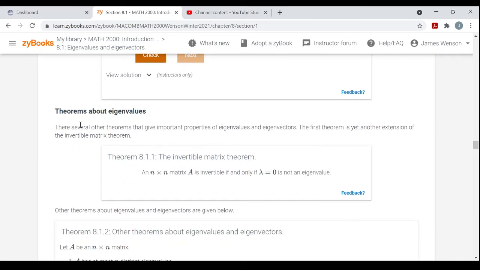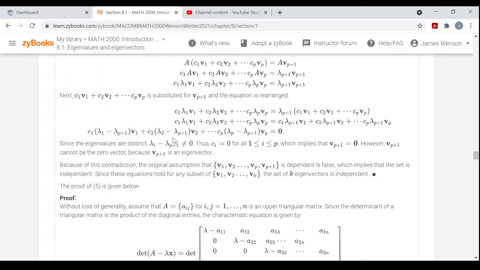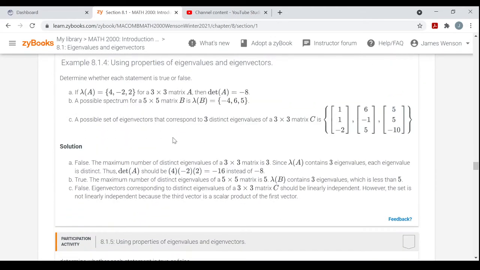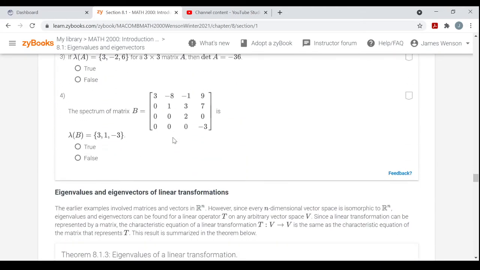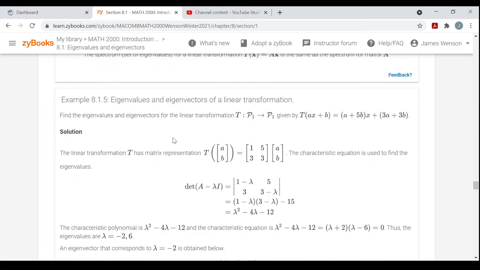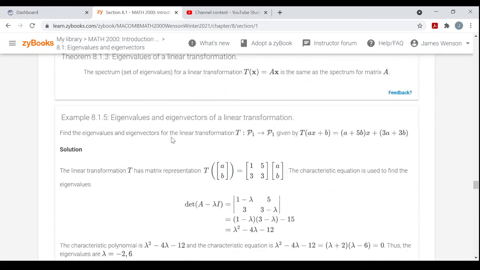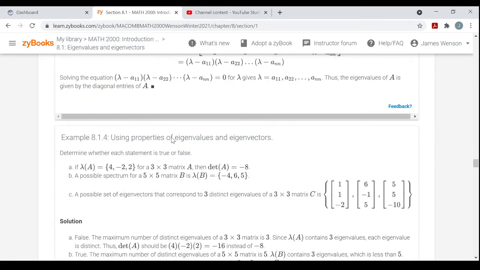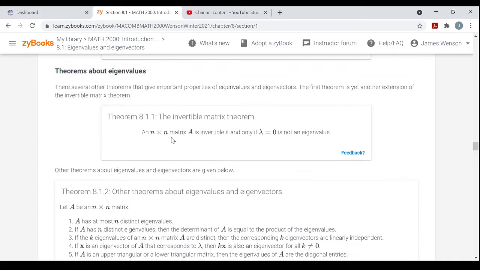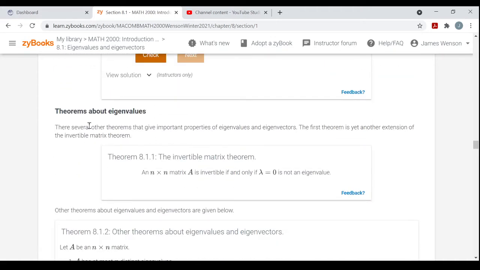Okay. And the theorems, I'm just going to state these. I'm not really going to do anything much with them. There's a lot. All right, so there are several theorems that give important properties of eigenvalues and eigenvectors. So remember the invertible matrix theorem had like 9 different equivalent statements. Well, this one can be added onto it.